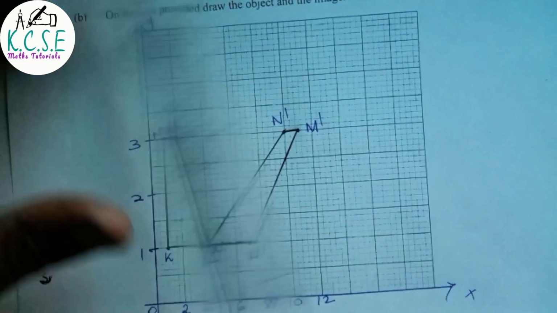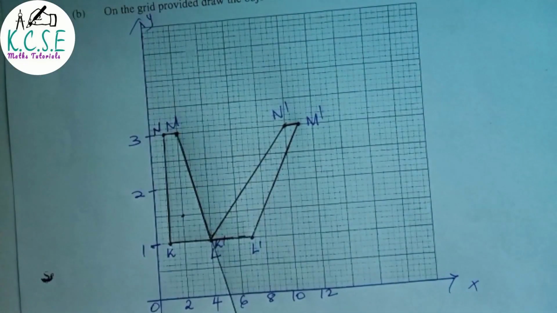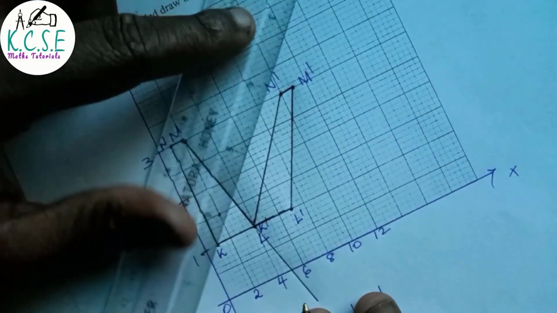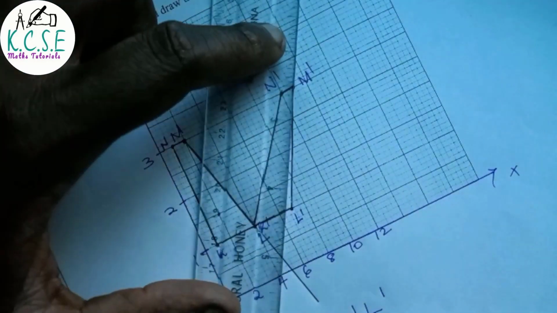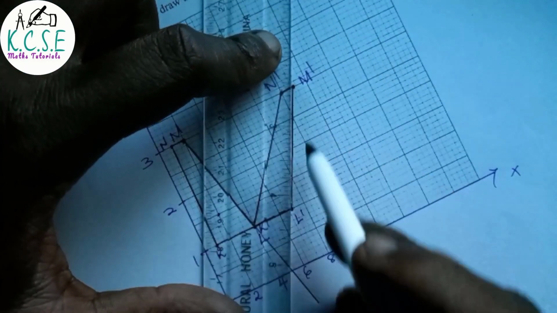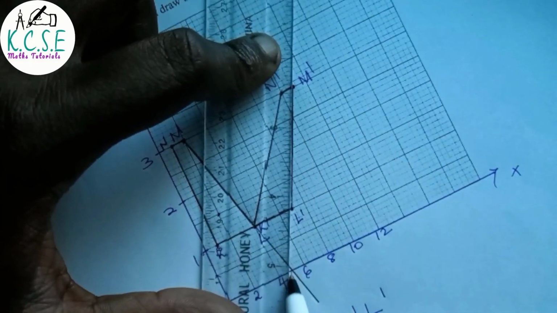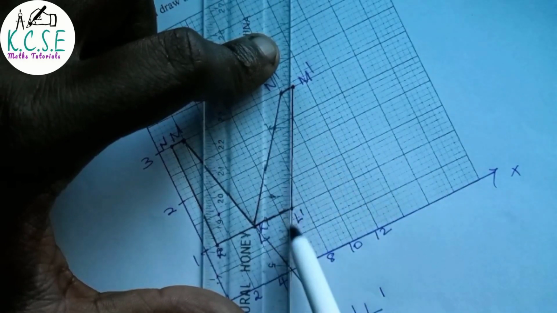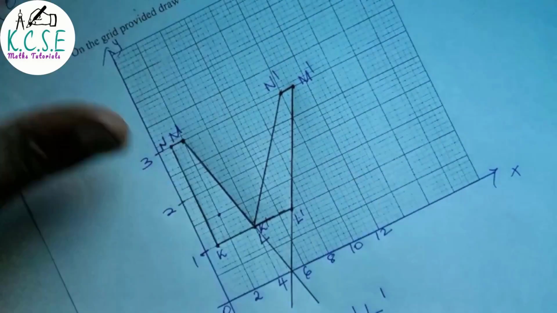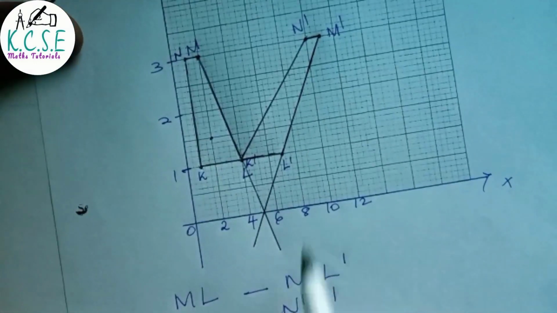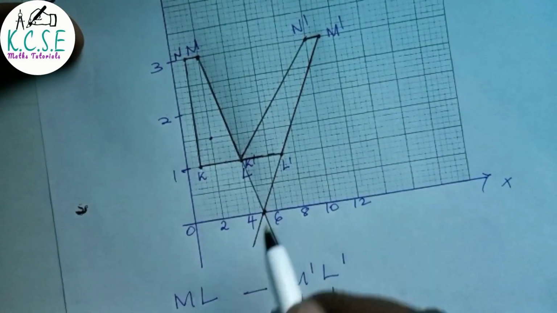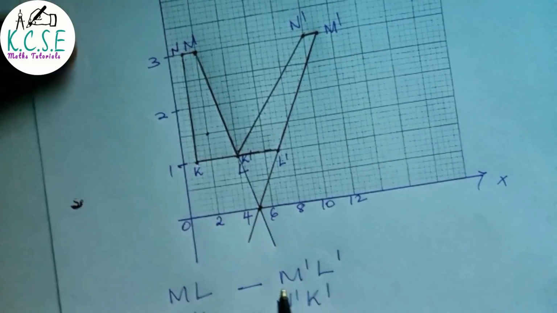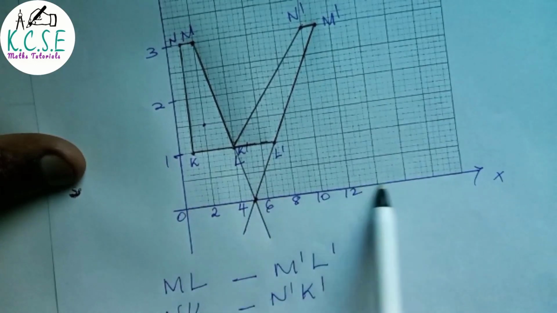If you extend it like this, and then M prime L prime is here, just extend it here. Look at where they are meeting. The two are meeting at this point. Where they meet, the line on which they meet, that is the invariant line.